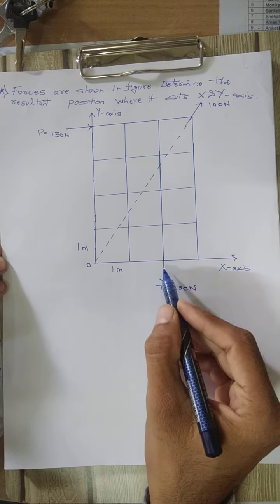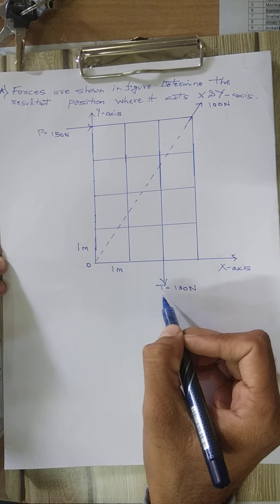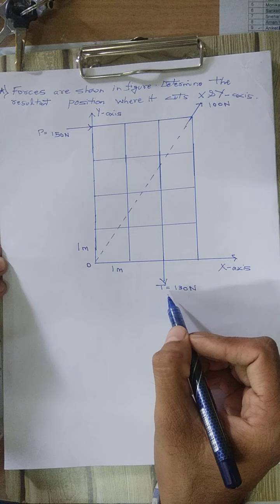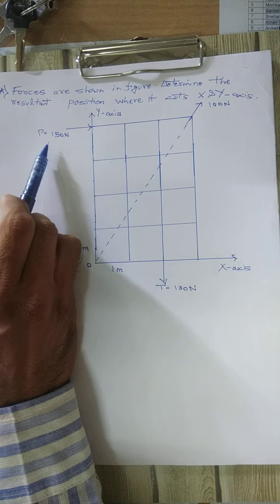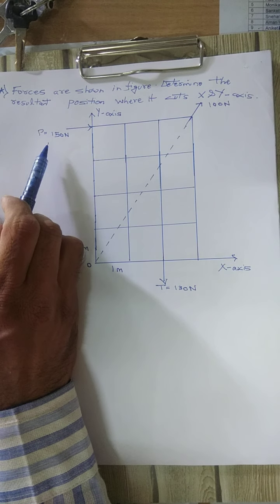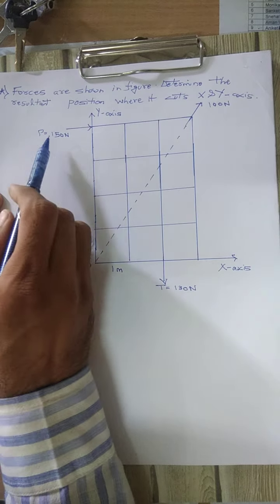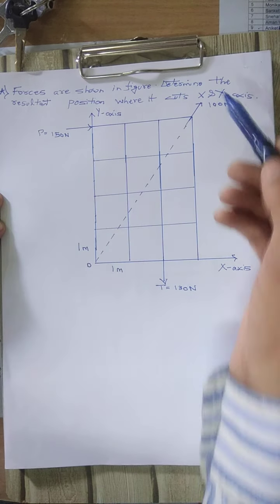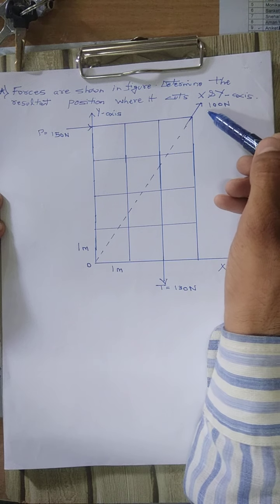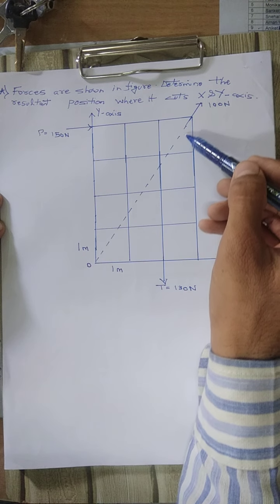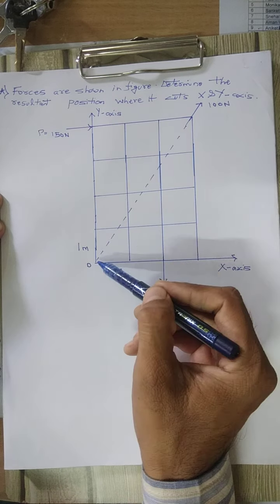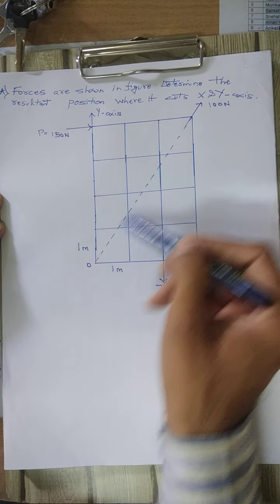Here there is a vertical force, the T force, which has a magnitude of 130 newtons, acting in the downward direction. The P force is also acting at a point on the grid, in the horizontal direction, 150 Newton. Again there is an inclined force of 100 Newton, which is passing through the center of the grid, through the origin of the grid.